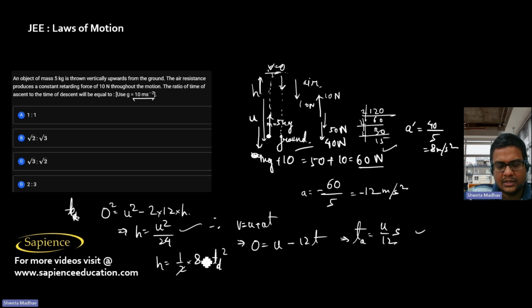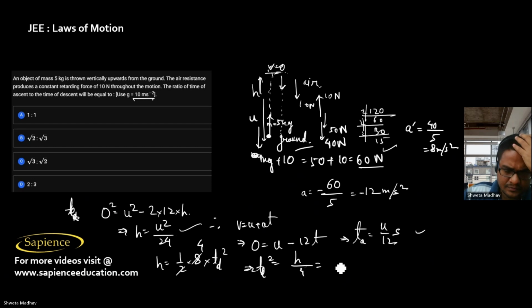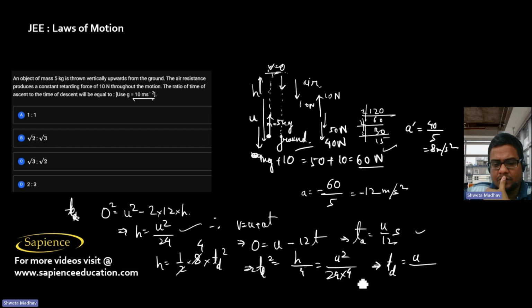It is actually half into a t square. The acceleration when it is coming down: 50 Newton is downwards, and 10 Newton is upwards. So then half into 8 into t square, so 2 4 is 8. So td square is equal to h by 4. So h is u square by 24 into 4. So therefore td will be equal to u by 4 root 6. Okay, u by 4 root 6.